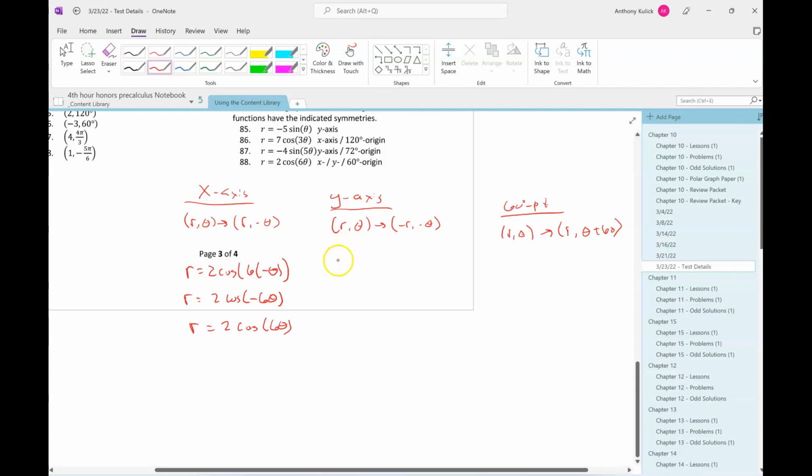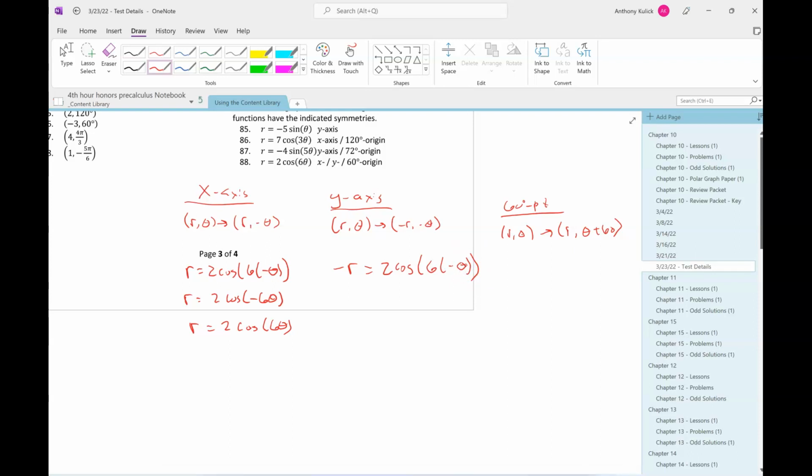This one is the tricky one. Negative r equals 2 cosine 6 times negative theta. What's the trick here on this? I forget. That was it. Okay.